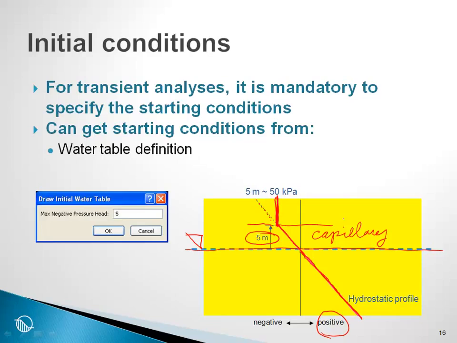So you, as the user, must specify the water table, and then you can specify the height at which the pore pressure remains negative above the water table. Or in other words, this allows you to define the height of the capillary zone. So that's one way of defining initial conditions, and it is actually done quite commonly and quite frequently.